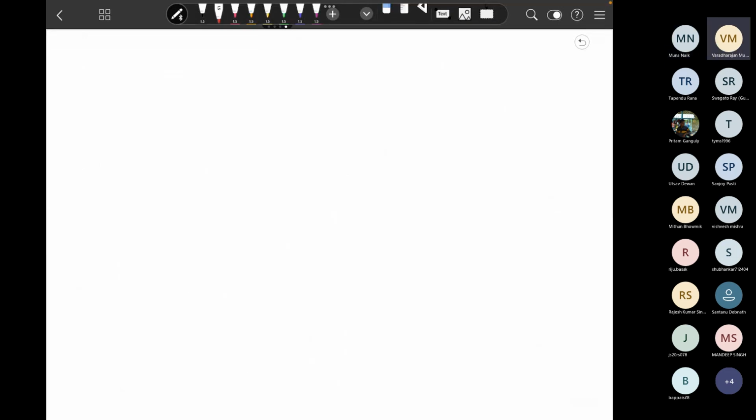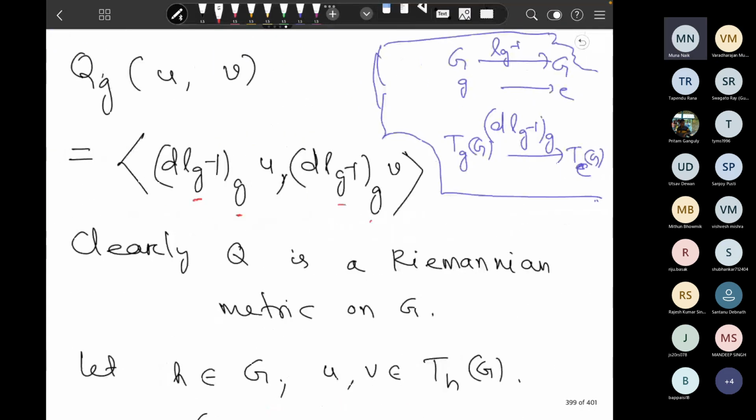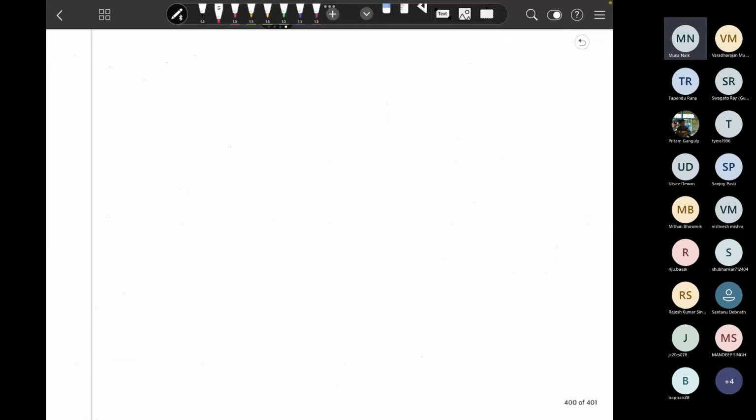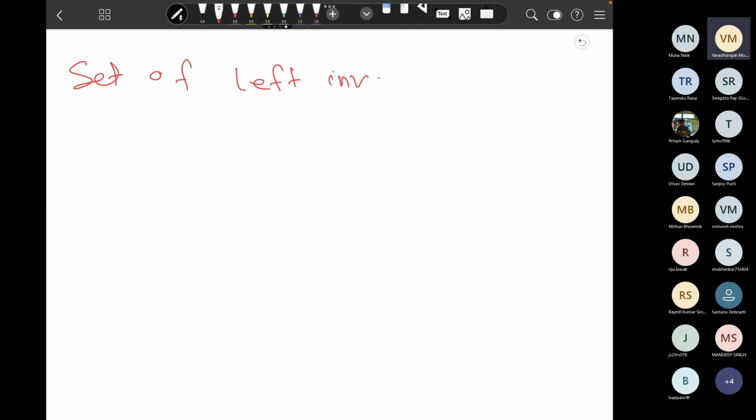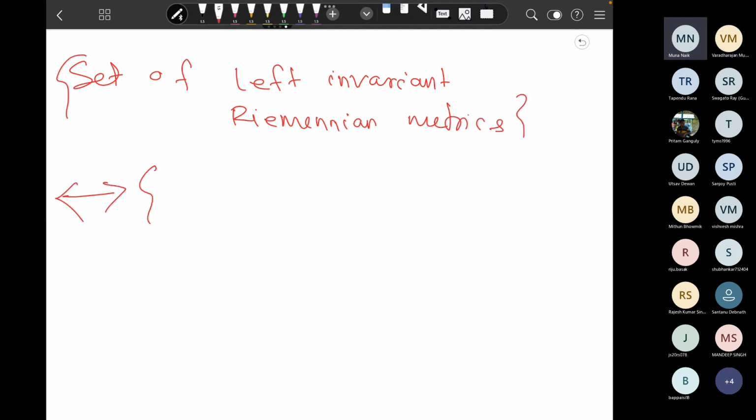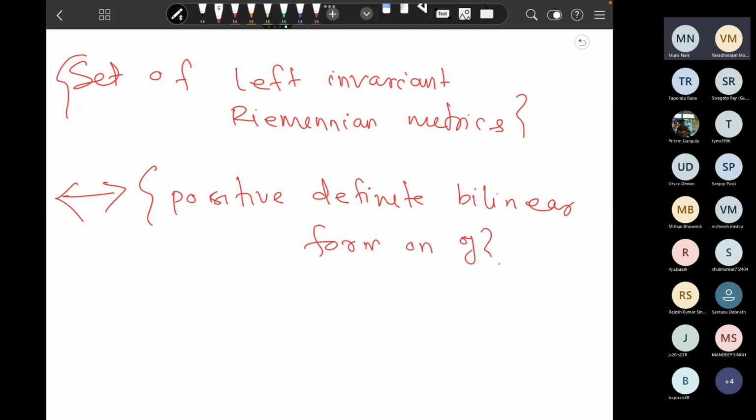See, the thing is, from here, the way we have defined, if you look at the set of left invariant Riemannian metrics, this is really a one-to-one correspondence to positive definite bilinear forms, or inner products, on the Lie algebra of G. Okay, so this is the thing.